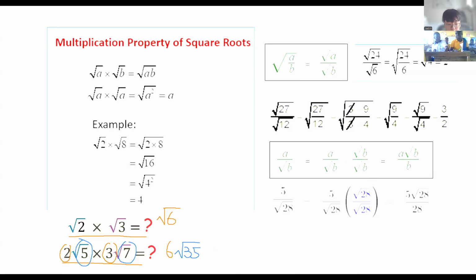We multiply the constant terms together and we multiply the square roots together. We get this answer.